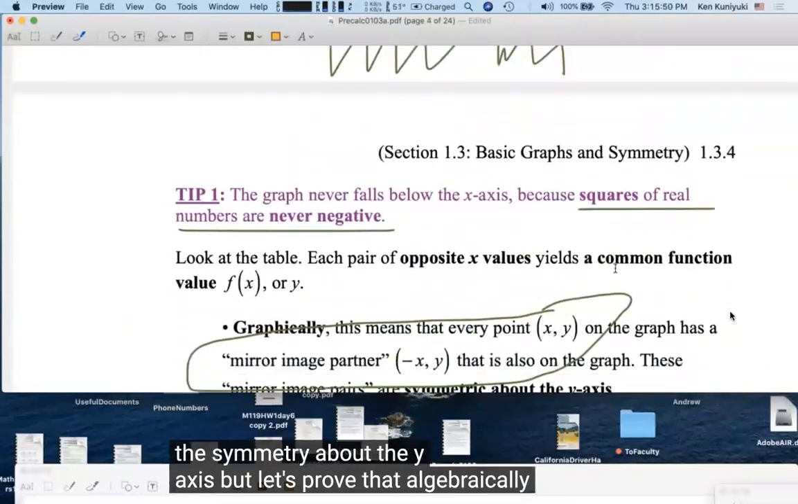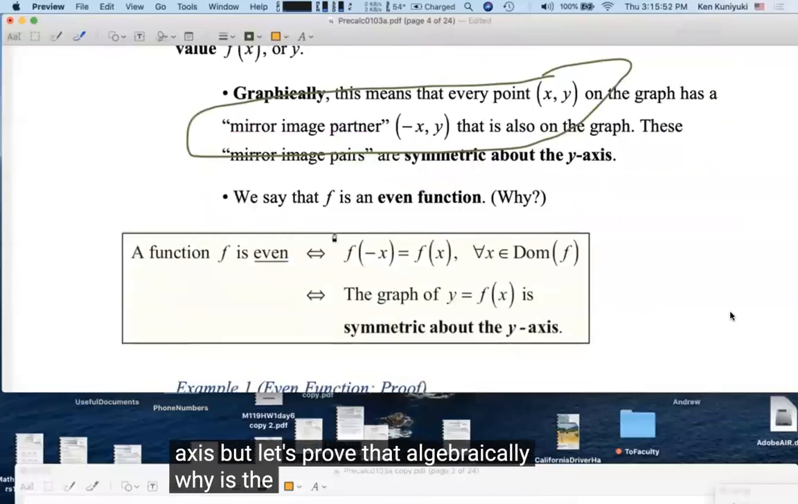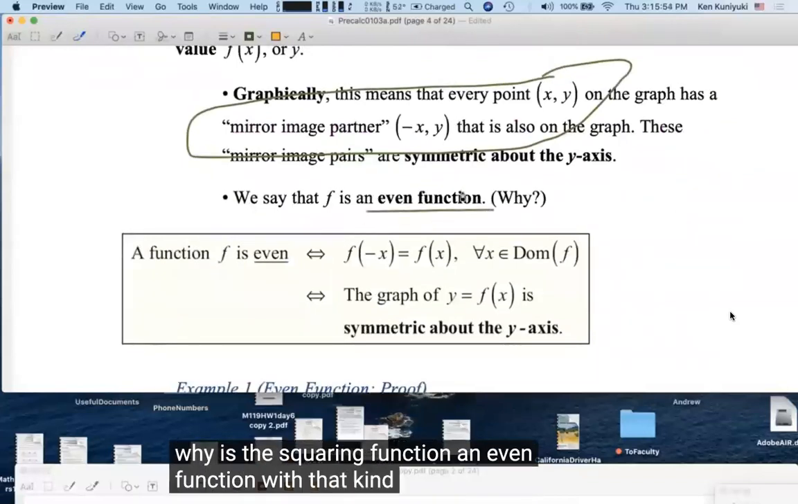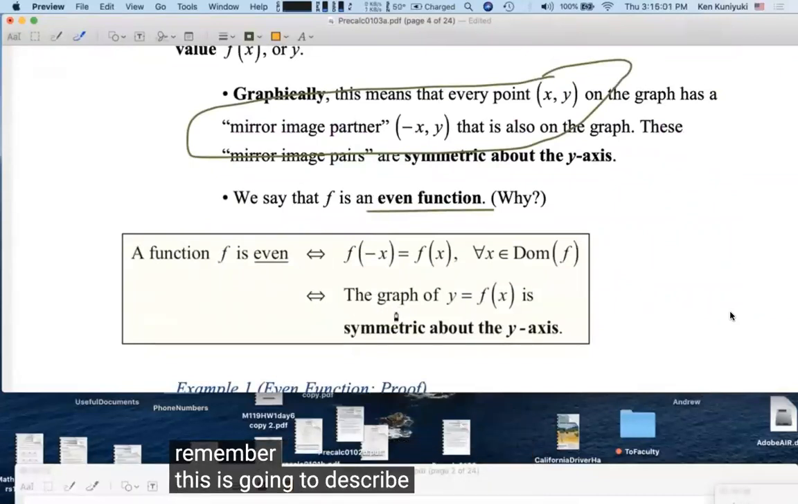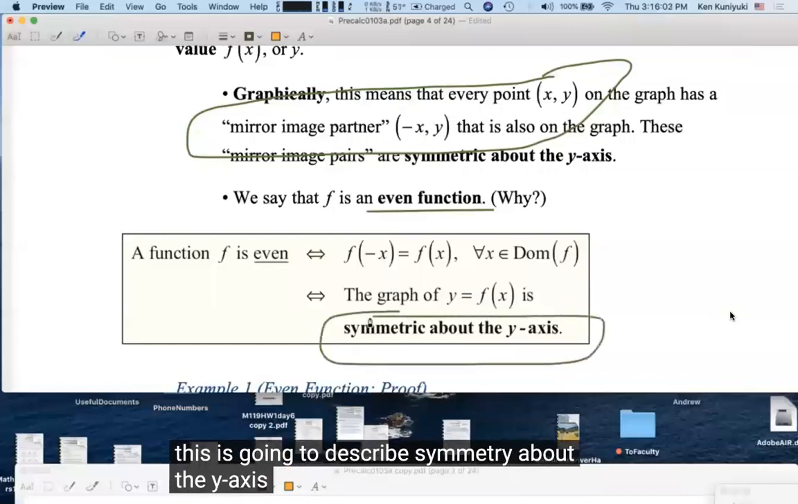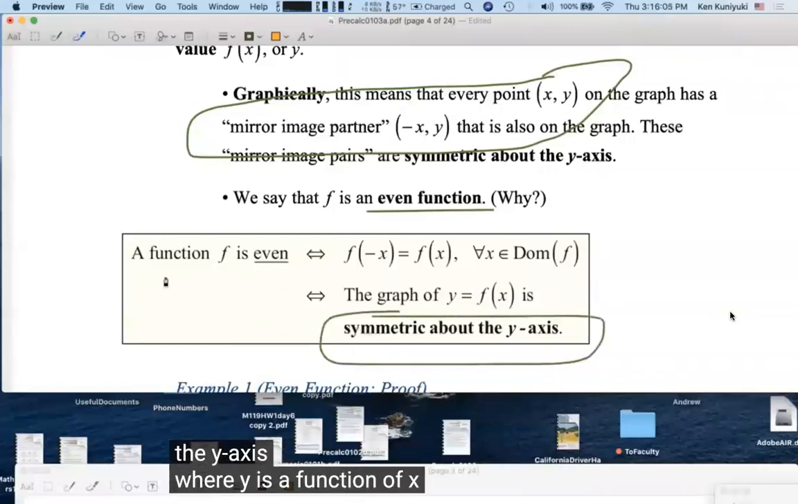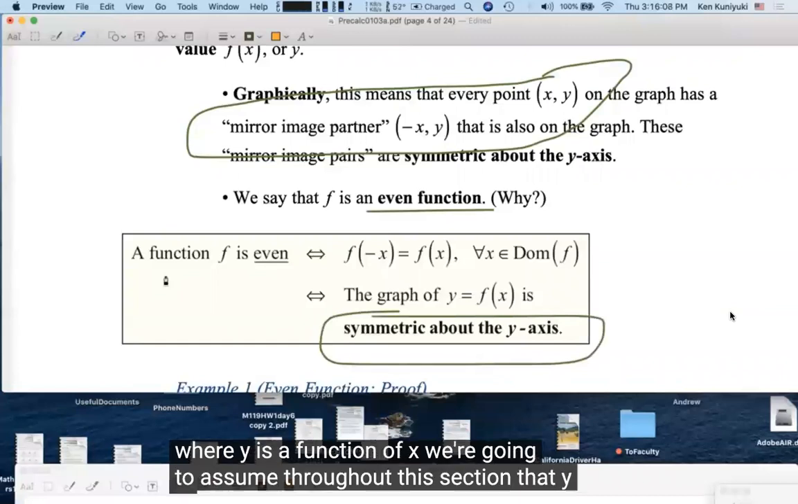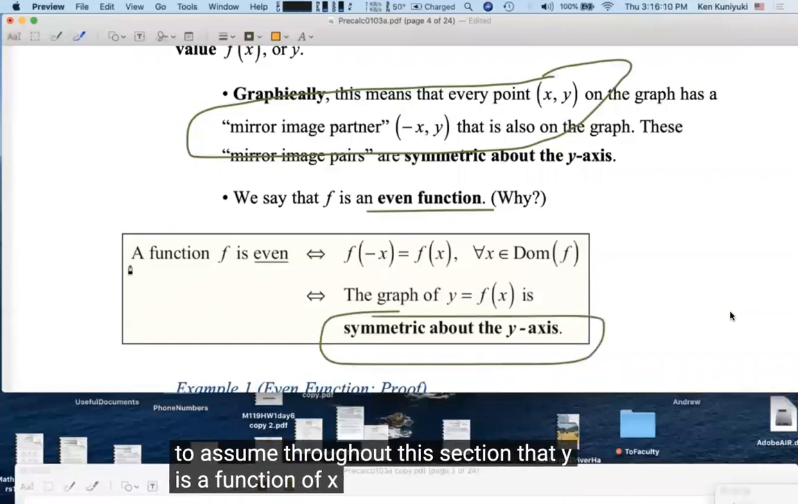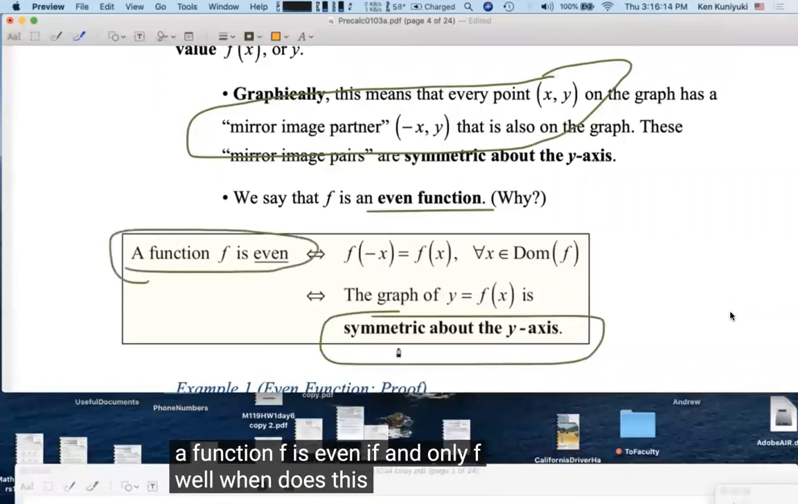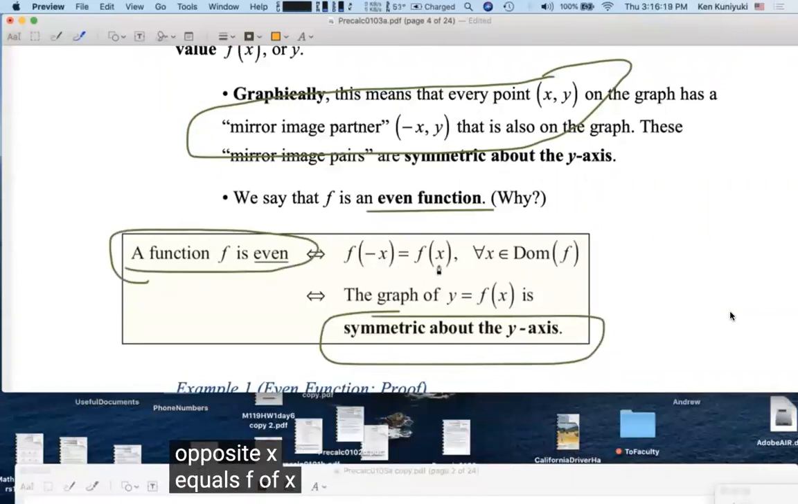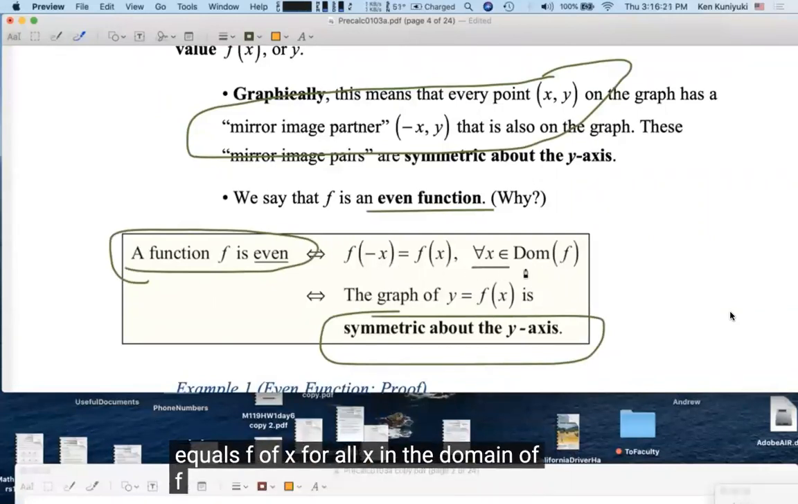Let's prove that algebraically. Why is this squaring function an even function with that kind of symmetry? A function f is even if and only if, and remember, this is going to describe symmetry about the y-axis, where y is a function of x. We're going to assume throughout this section that y is a function of x. A function f is even if and only if, well, when does this happen? If f of opposite x equals f of x for all x in the domain of f.